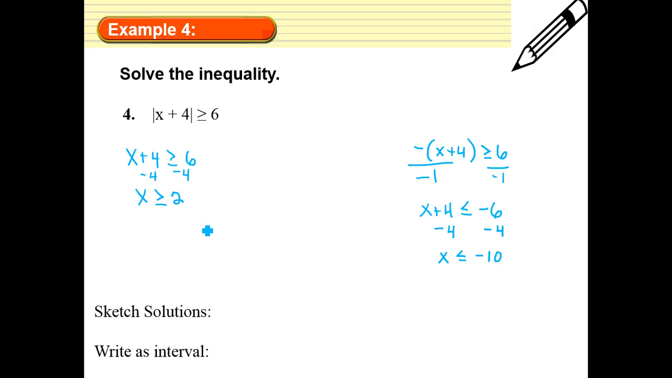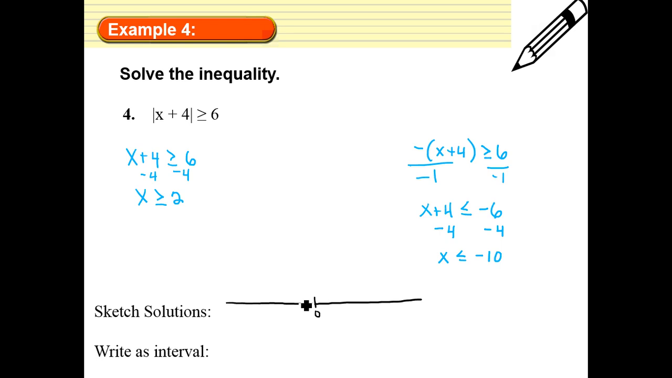So now I have two answers where x is greater than or equal to 2 and where x is less than or equal to negative 10. If you can't decide if you put an and or an or, why don't you go ahead and graph the solutions on a number line. Okay, and we put 0 here.